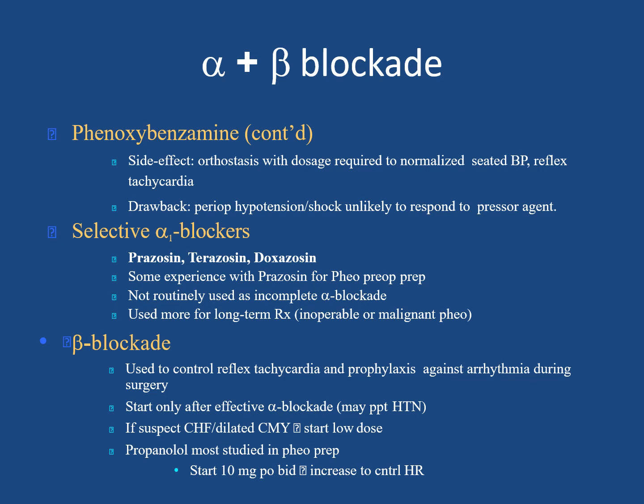If chronic heart failure or dilated cardiomyopathy is suspected, start a low dose of beta blocker. Propranolol is the most studied drug in pheochromocytoma perioperative preparation. Usually we start it with 10 milligram orally twice a day, and then we increase it to control the heart rate according to the heart rate.